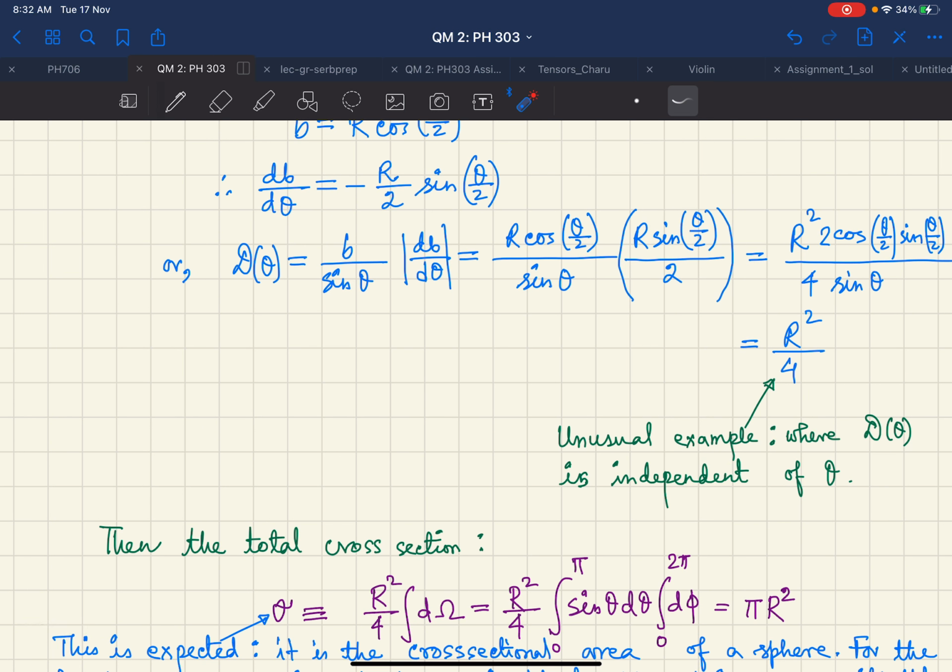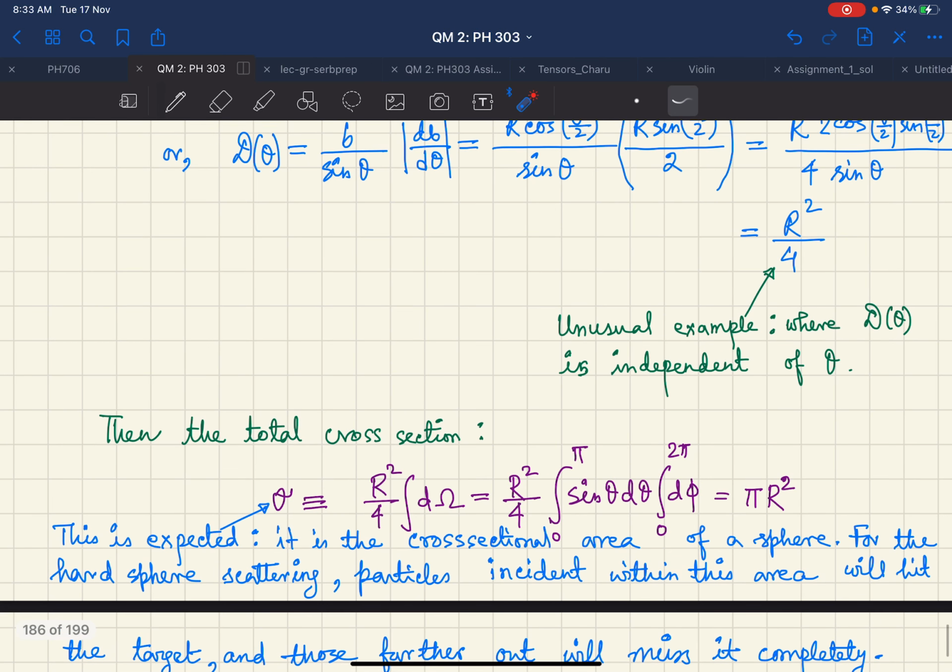Then once we have obtained this curly D theta, the total cross section we know is the integral of curly D theta d omega, which is nothing but r square by 4 d omega. But then d omega, we know the solid angle, is basically sine theta d theta d phi, where theta is integrated from 0 to pi and phi is integrated from 0 to 2 pi. So if you integrate this, the result that you will obtain is pi r square.